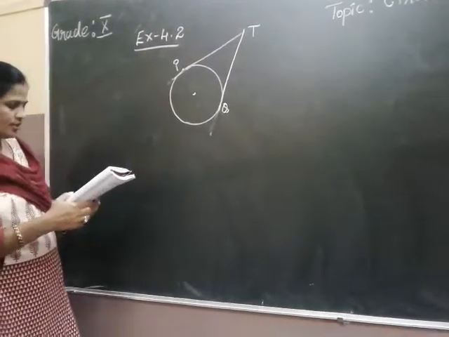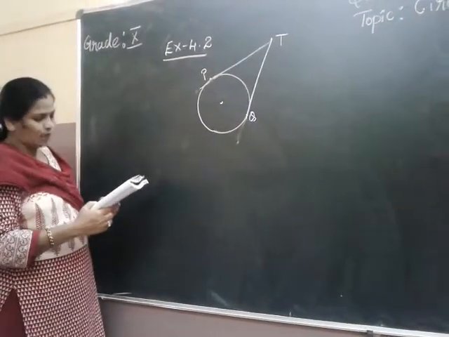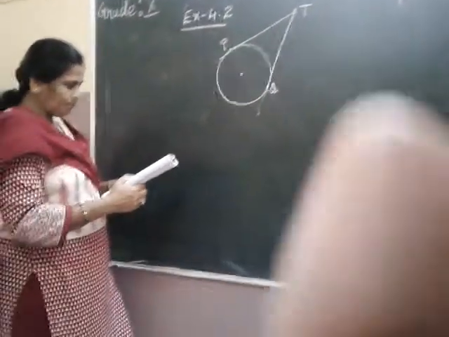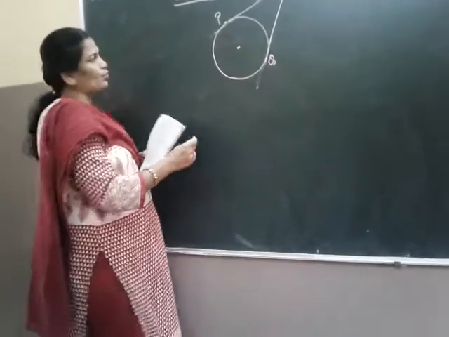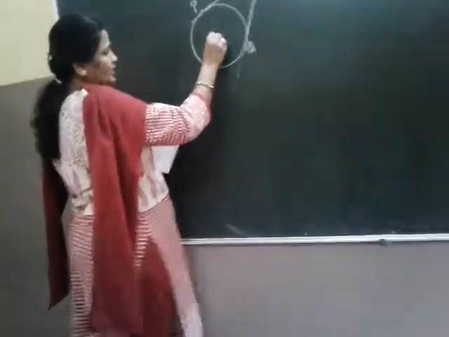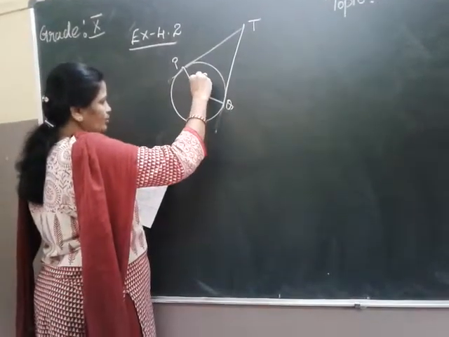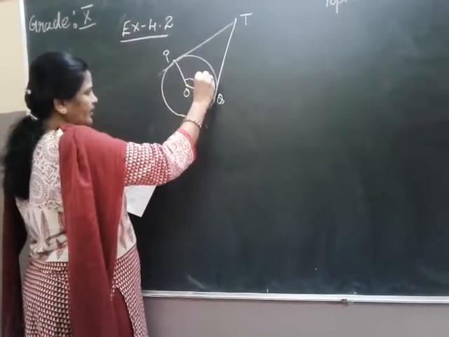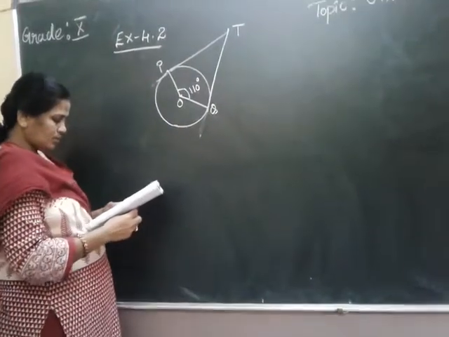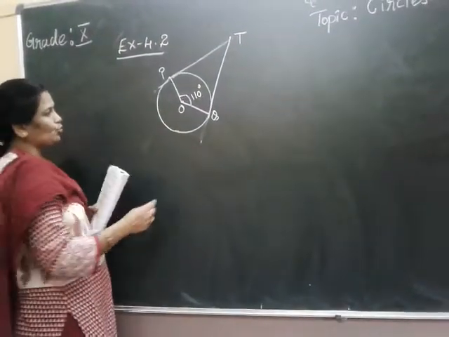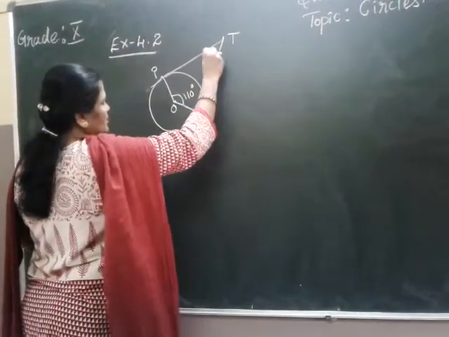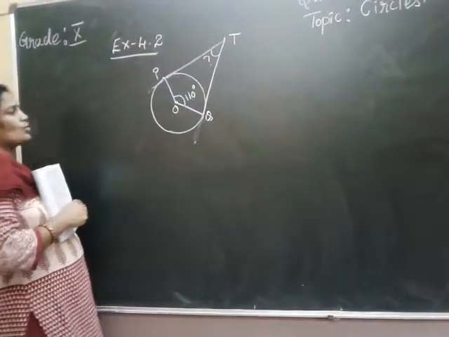Now the question is, in the figure TP and TQ are the two tangents. Then the POQ value is given. POQ value means, O is the center. This value they have given is 110 degrees. You need to find the PTQ value. This angle PTQ you want to find. So how can you find it?